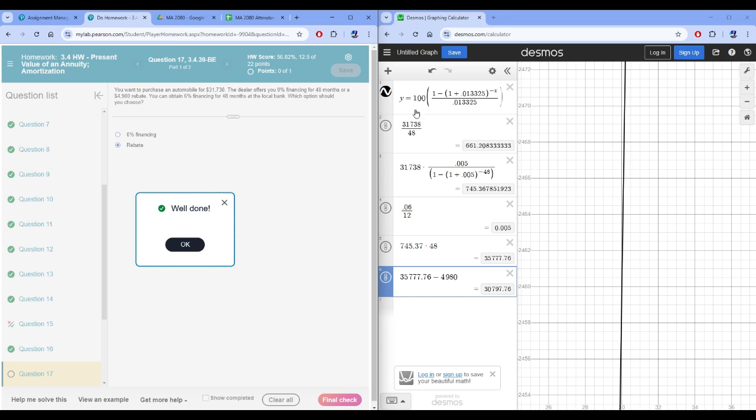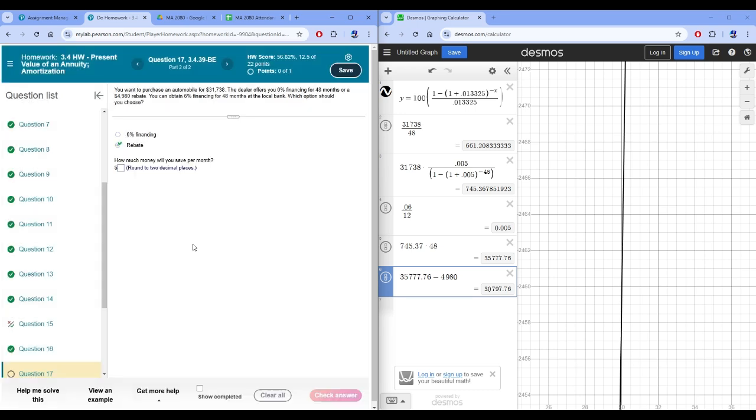Let me go through that one more time. We know the car cost $31,000. We found the payment that it would cost with a 6% interest rate. And then when we worked backwards, we found out that we'd be paying $35,777. Minus the rebate brings us down to $30,767. So you're obviously better off taking the rebate than you are the financing.